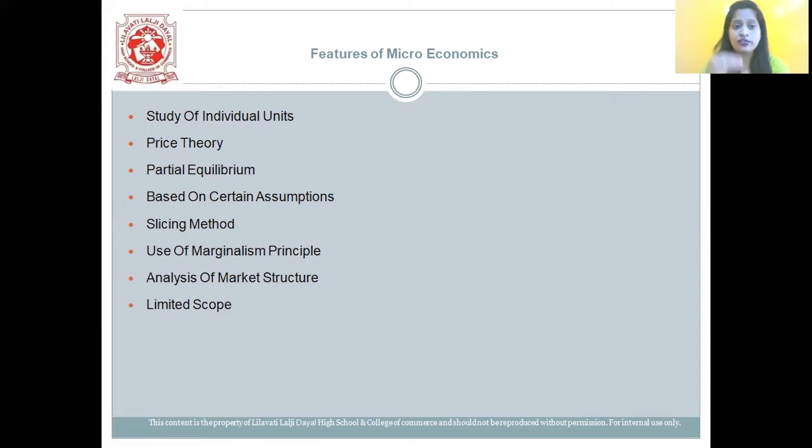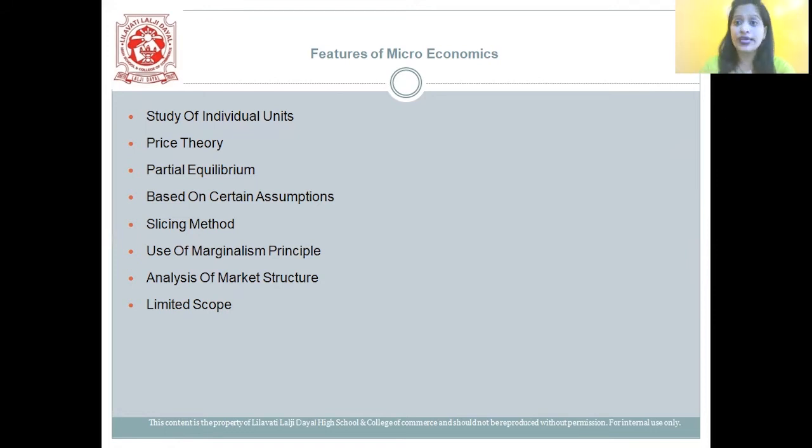Before studying the features of microeconomics, let us first understand that micro means small. It is basically the study of individual units, which is also termed as the slicing method. So basically, students, microeconomics is the study of individual units. Let us first study the features of microeconomics, and the first pointer is study of individual units. Microeconomics deals with the study of an individual economic unit, that is, it studies the individual firm, individual price, individual household, etc.